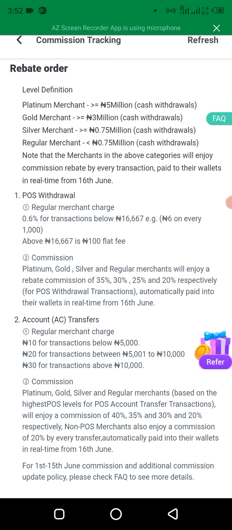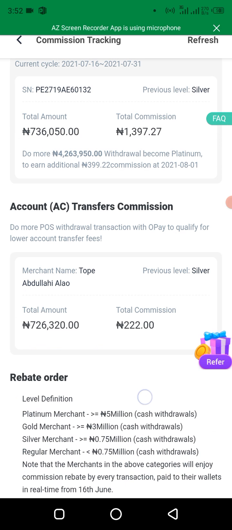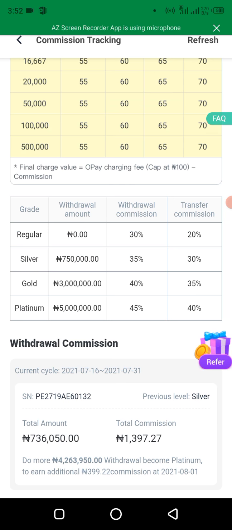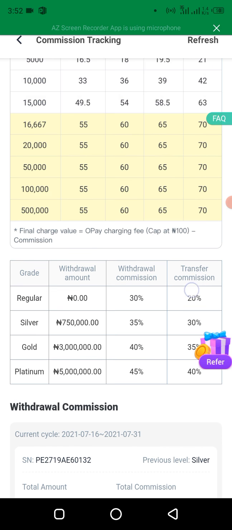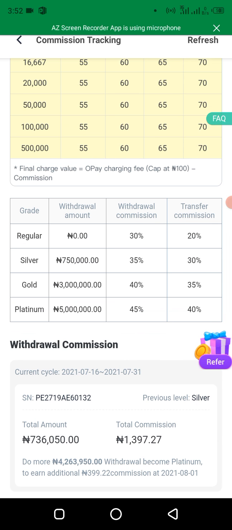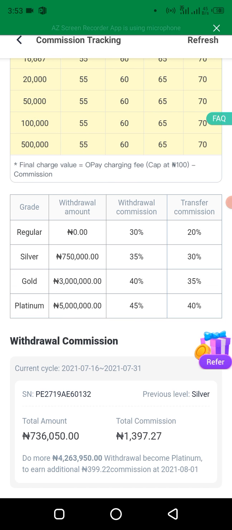So it now depends on your level. That will determine how much they will return to you as commission. Now let's check for each merchant level how much they will return to you as commission. Now for transfer commission, look at this place. This is a transfer commission. You can see if you're a regular merchant, let's say you transfer 5,000 naira now, Opay will charge you 10 naira no matter your level. They will first charge you that 10 naira for everybody. So now for a regular merchant, they will return 20% of that 10 naira, which is 2 naira.